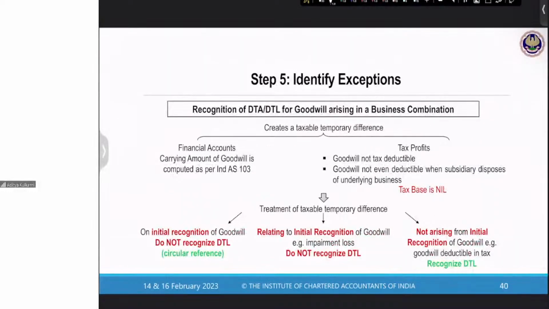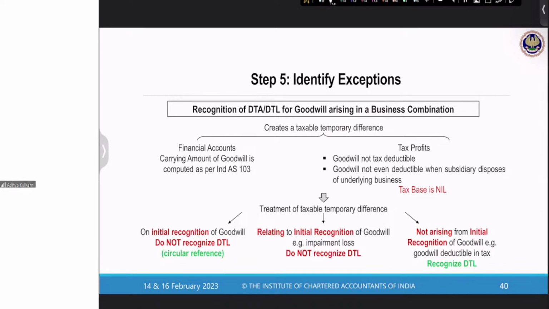All right, so coming to deferred tax assets or liabilities for goodwill arising in a business combination. Now we proceed to looking at the exceptions. You have the tax base, the carrying amount, and the differences, and in most cases you went on to do the deferred tax computations. But wherever there are differences, in all cases we will not be recognizing the deferred tax asset or deferred tax liability. There are some exceptions. Why are these exceptions there?